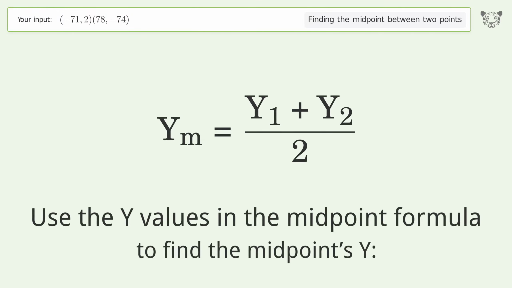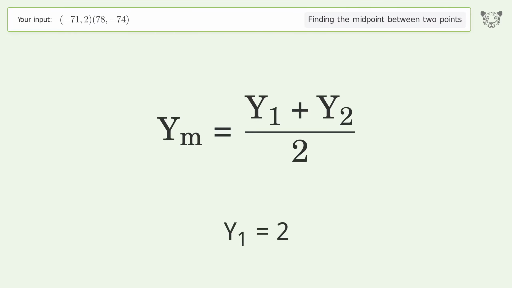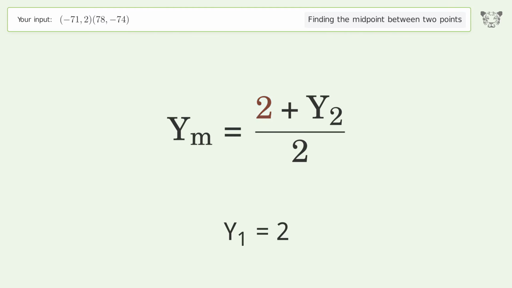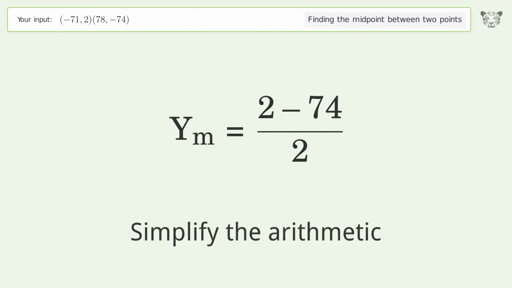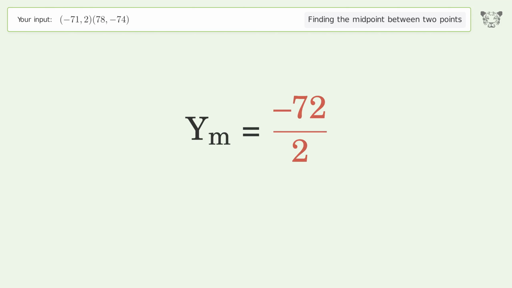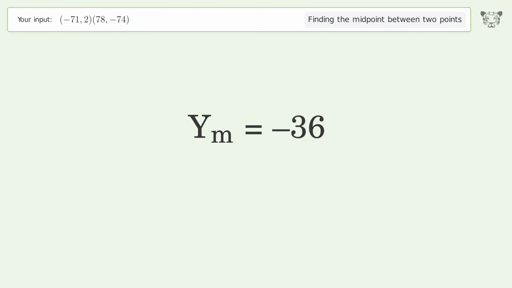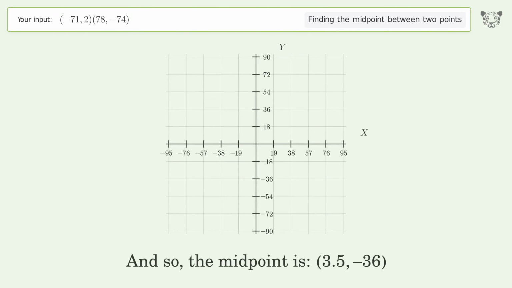Use the y values in the midpoint formula to find the midpoints y. y1 equals 2. y2 equals -74. Simplify the arithmetic. And so, the midpoint is 3.5, -36.